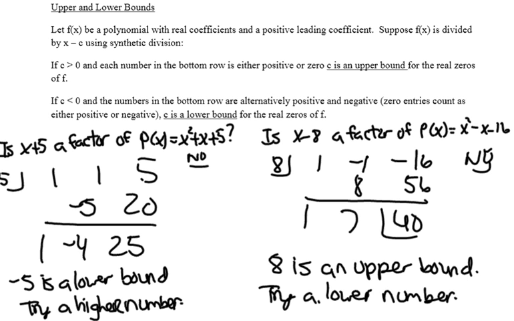For the other one, is x minus 8 a factor of that polynomial function equation? Well, again, plugging in 8. Now notice, every single value is positive. And we know the c value is greater than 0. That, by definition, makes 8 an upper bound. We want to try a lower number. Maybe 4, maybe 2, maybe 1, maybe negative 2, maybe negative 4. These techniques should help us find zeros for polynomial functions.